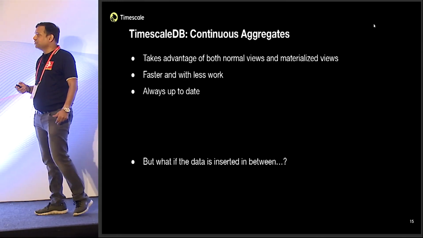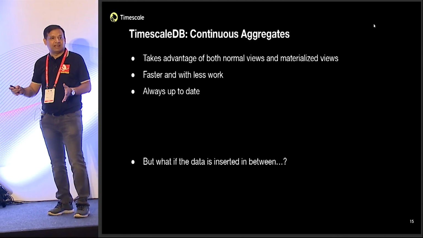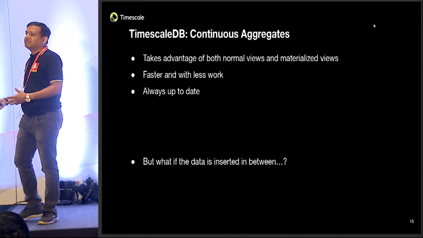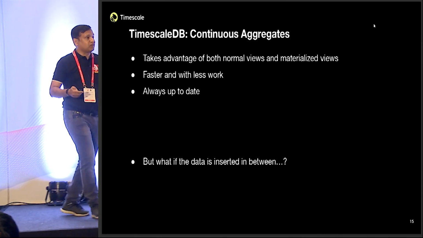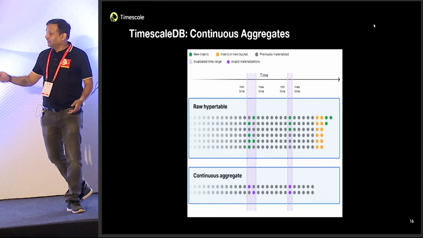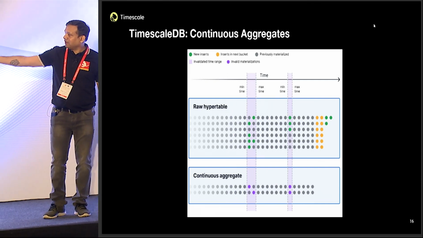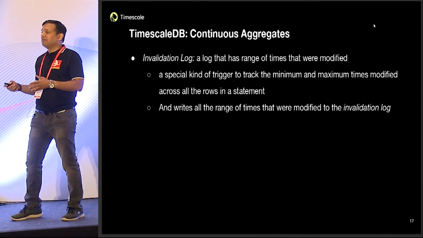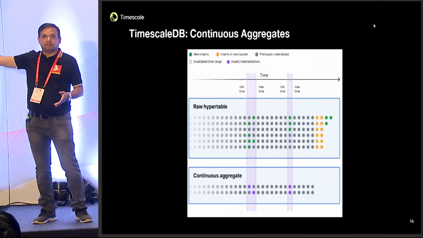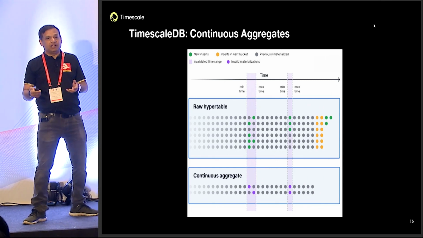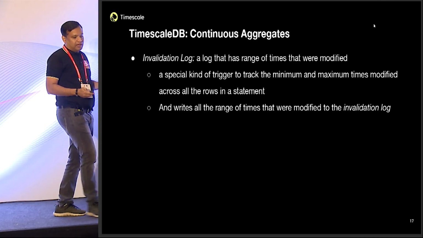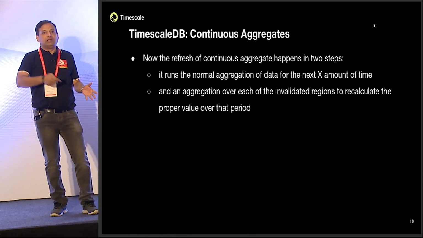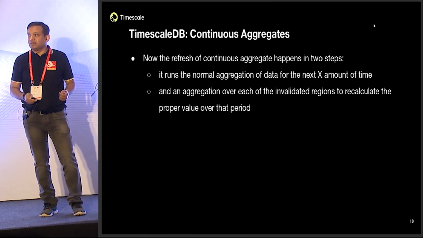So you might ask a question, this is fine and dandy if you only have an append only kind of workload. But there are cases where you might want to backfill. Okay, I'm running out of time. Sorry. So we even have a solution for that. What we do is we maintain an invalidation log. Whenever data gets backfilled, we track that inside an invalidation log. At the time of refresh, we not only look at the latest data, but we also look at the data that got invalidated and refresh that as well.